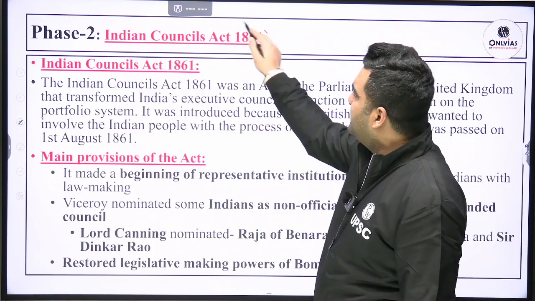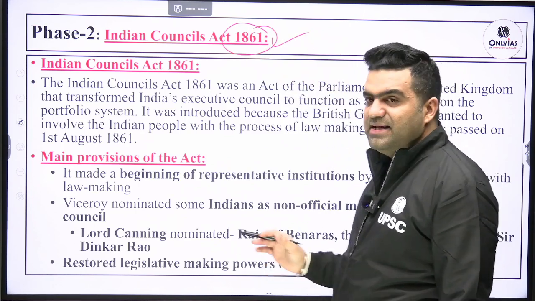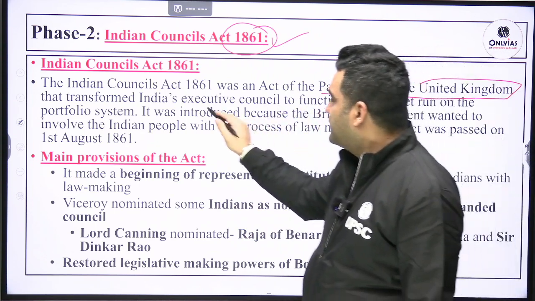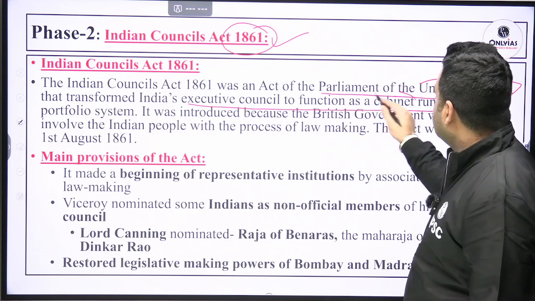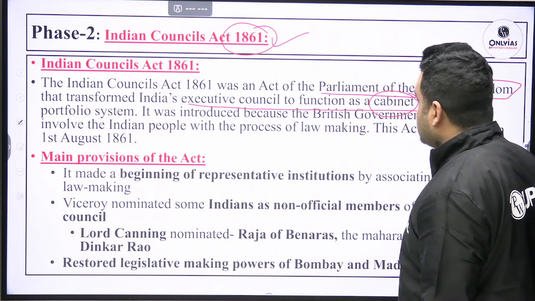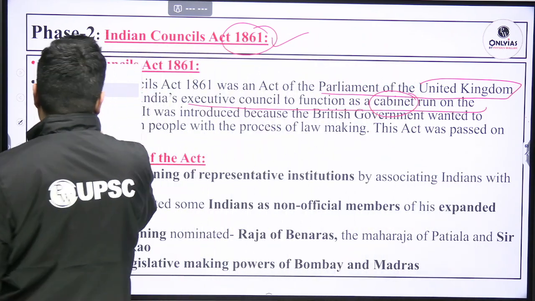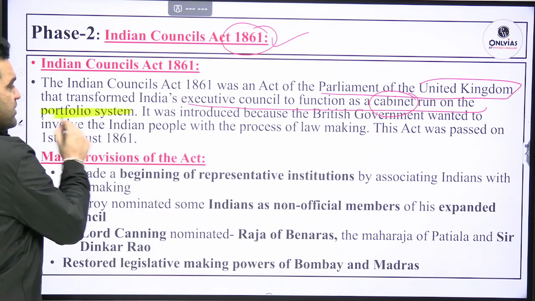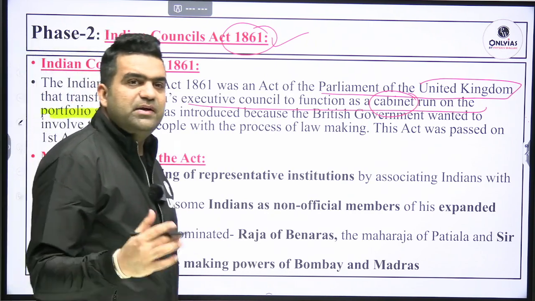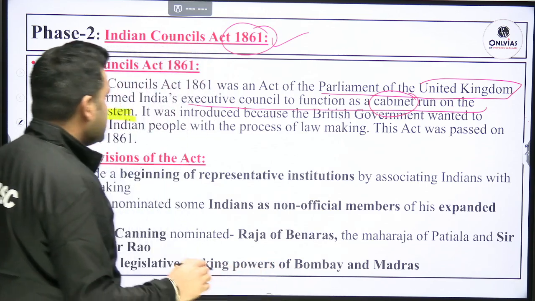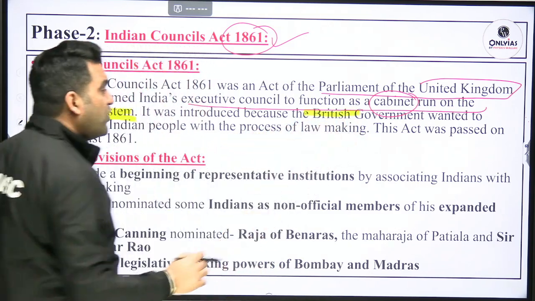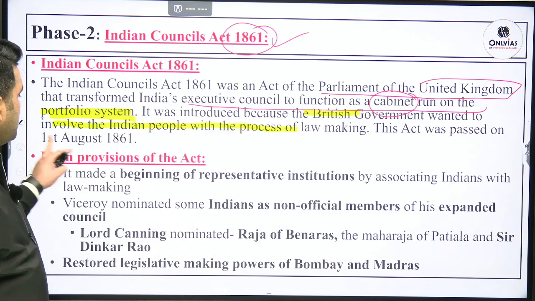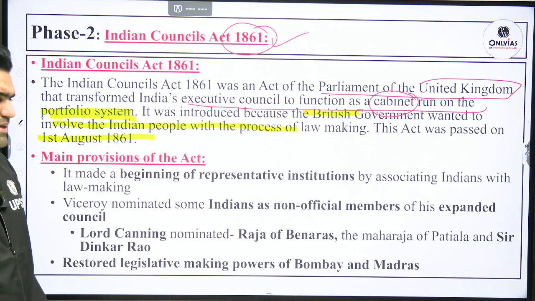First Act. Now, Indian Councils Act of 1861. As the name tells you, Councils Act. It was an act of the Parliament of the United Kingdom that transformed India's Executive Council to function as a cabinet, guys. It was now going to function as a cabinet, run on the portfolio system. Now there will be ministerial portfolios: finance department, revenue, law and order likewise. It was introduced because the British government wanted to involve the Indian people in the process of lawmaking. This act was passed on 1st August 1861. The date is not as important.